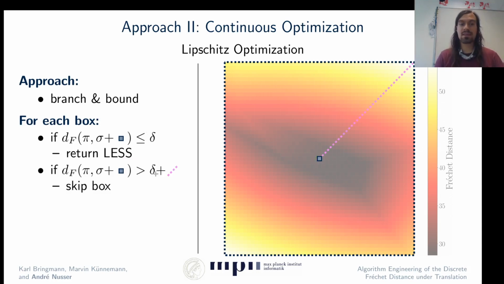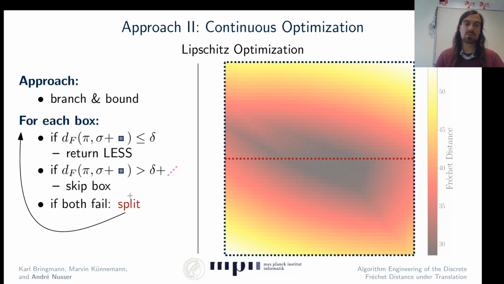And we also have a negative filter in Lipschitz optimization. And there we check if the Fréchet distance at this point is larger than delta plus the length of this diagonal. Because if this is the case, then that means that all the values here in this box will be larger than delta, and we can skip the box. But we cannot completely return, but we can skip the box. Because we do this for all boxes, and if none of these two are the case, then we actually have to split, and we just recurse on the boxes. So that's the Lipschitz optimization framework that we use.